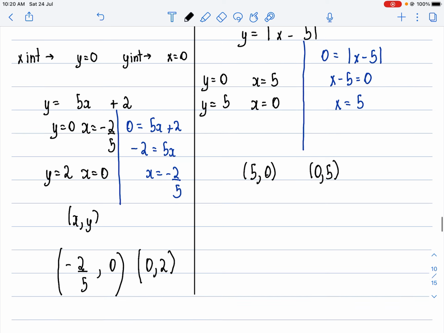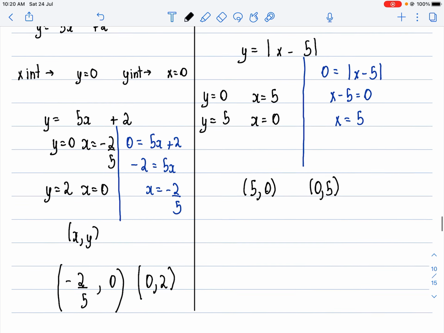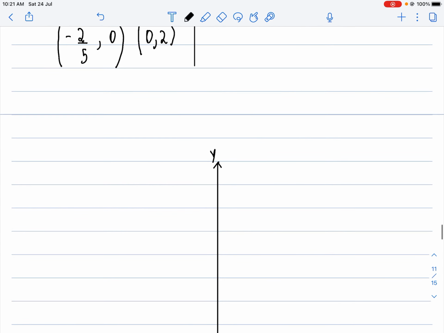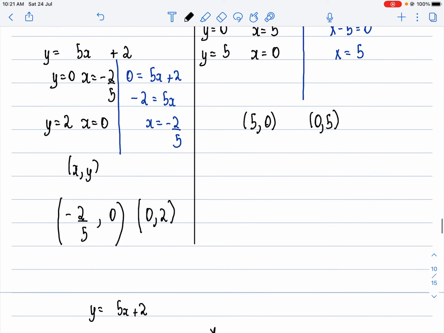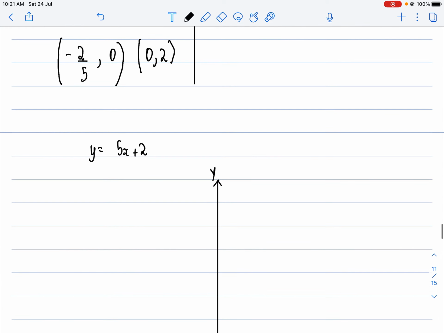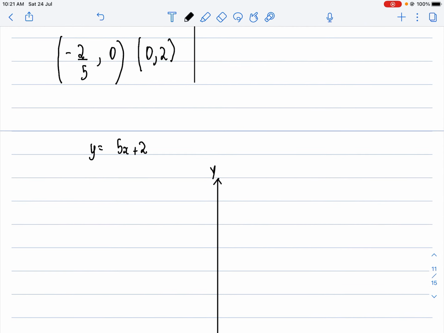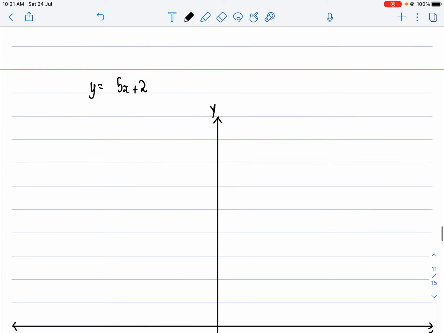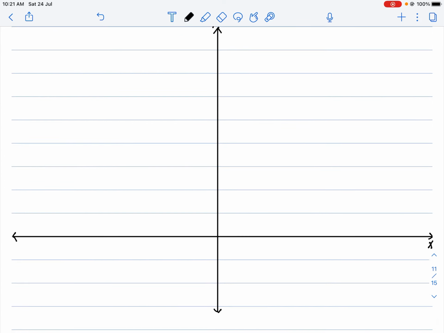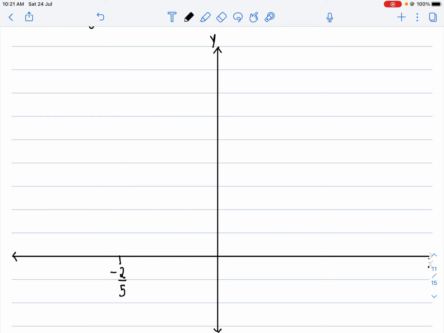Now we can go ahead and try to graph these. The first thing which we'll graph is y equals 5x plus 2, the linear function. For that, I have my coordinates as minus 2 over 5 comma 0, which lies somewhere here. You don't need to be to scale, because it's a sketch. It needs to be an approximate, not to scale.